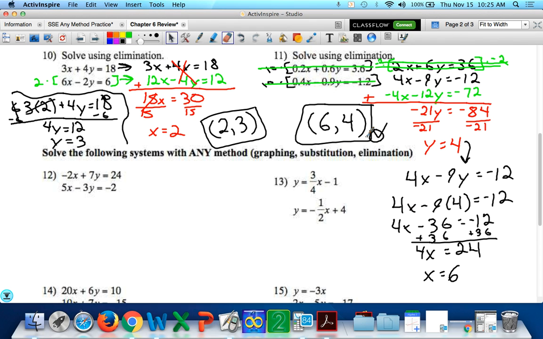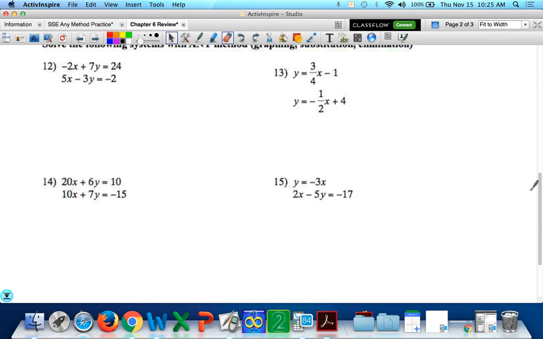Our bottom section is most people's favorite. I mean, I guess you can't really say you have a favorite section on the math test. None of them are your favorite, really. But if you had to pick, this is the section that most people like the best, because you get to choose any method. It says up here, graphing, substitution, elimination. You can use any one of these methods, but that doesn't mean they're all equally good.